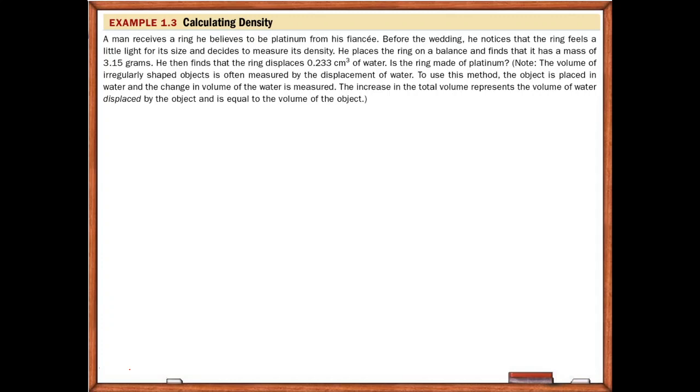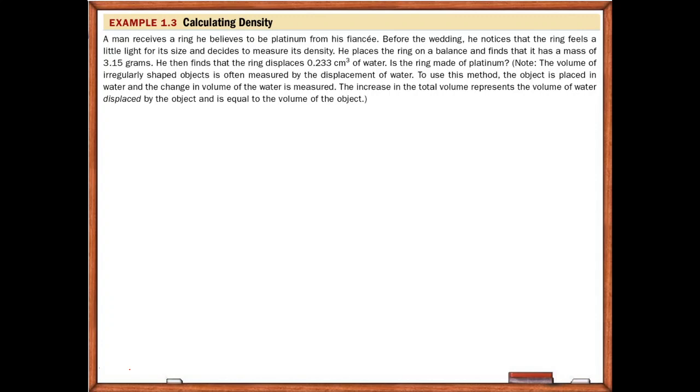Okay, so now a problem for you to try. This one is sort of a long problem to read, but not a super difficult problem to solve. It says a man receives a ring he believes to be platinum from his fiancée. Before the wedding, he notices that the ring feels a little light for the size and decides to measure its density. He places the ring on a balance and finds that it has a mass of 3.15 grams. And he finds that the ring displaces 0.23 centimeters cubed of water.